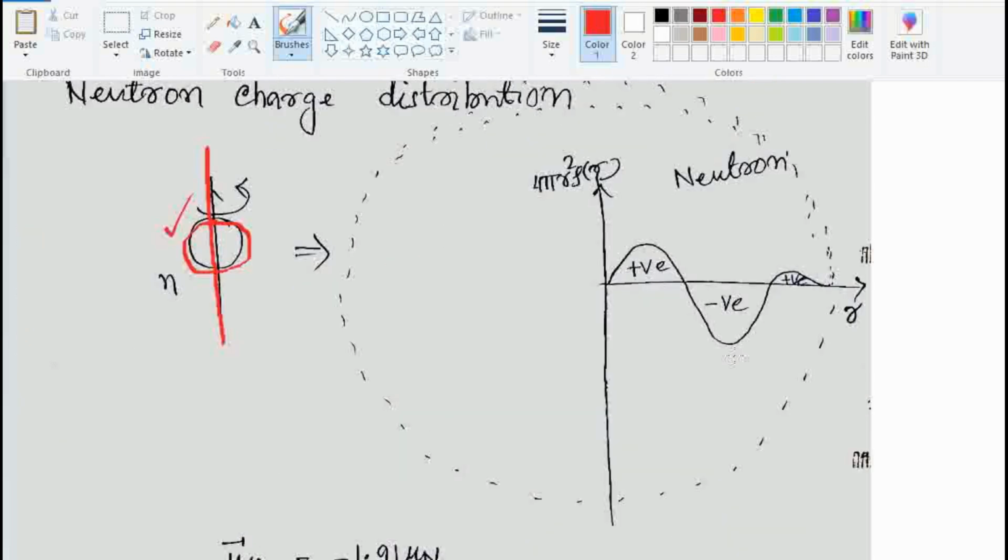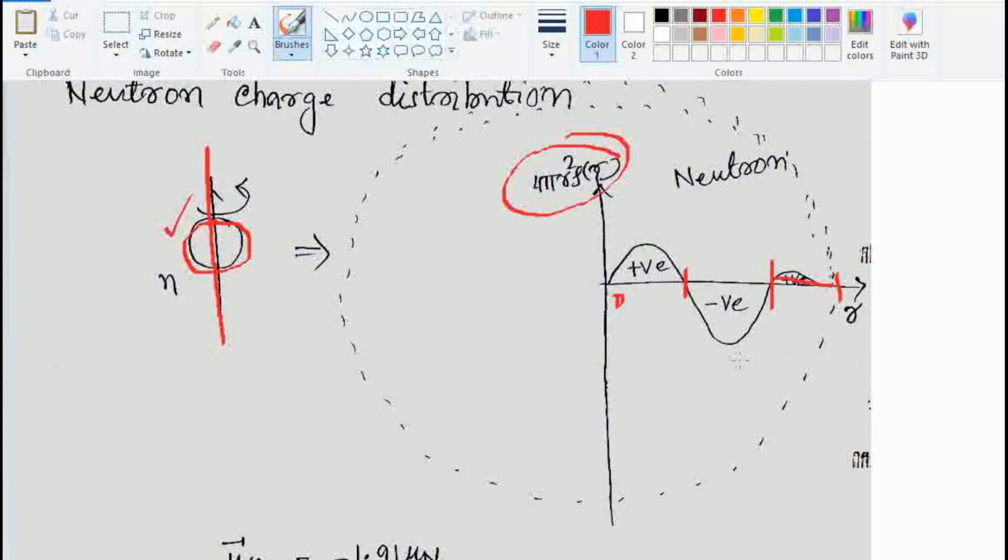Okay, now this charge distribution, if you draw a graph, this is the charge distribution along this axis, and in the radius this is the charge distribution. If you see, from 0 radius to this much radius there is a positive charge distribution, and from this radius to this radius there is a negative charge distribution, and there is a small positive charge distribution from this to this. Then the charge distribution vanishes.